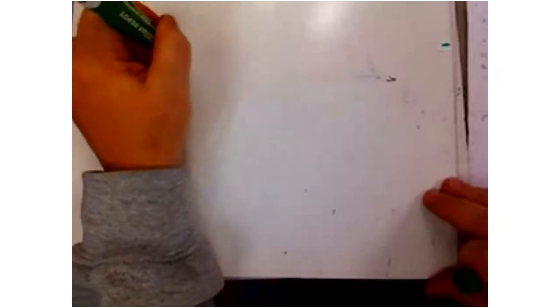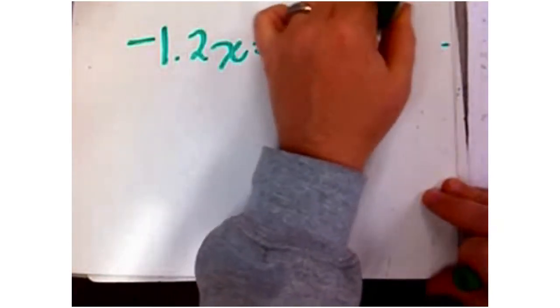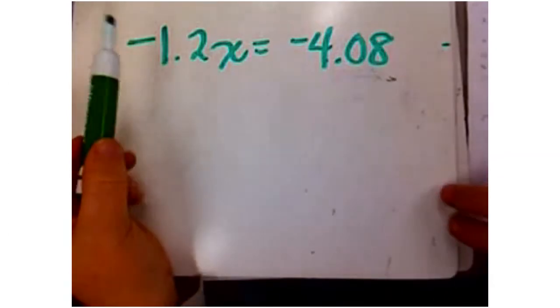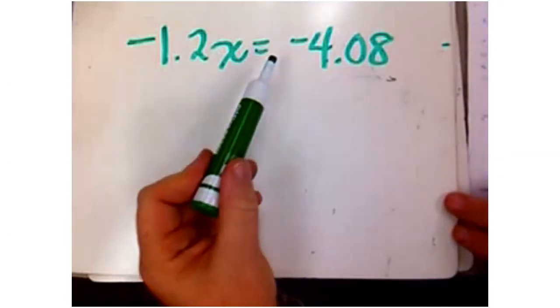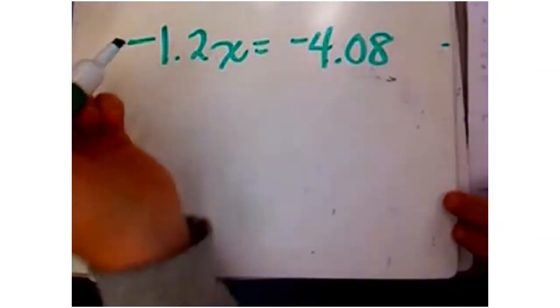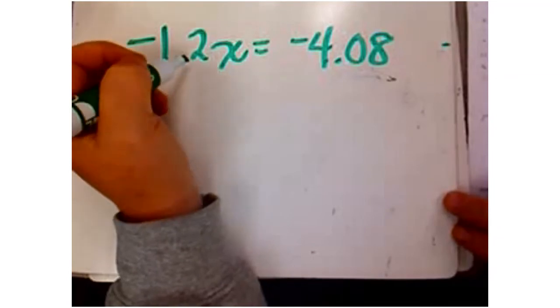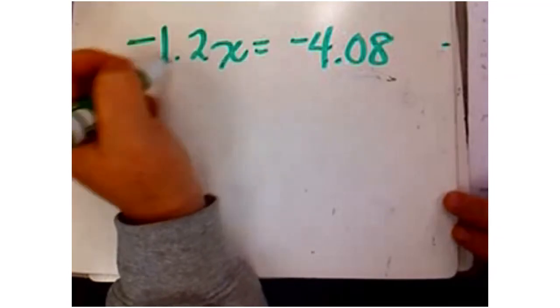Then in example 3, it shows negative 1.2x equals negative 4.08. So we know to isolate x, we have to undo this negative 1.2 sitting right next to x, multiplying it.